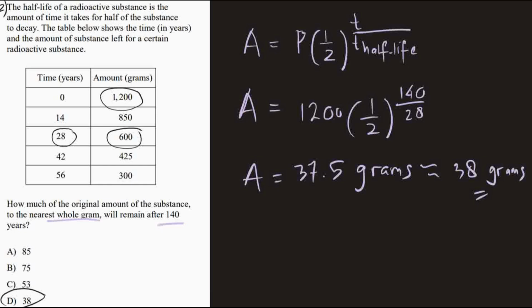So we just have to remember the formula. The formula is this. The amount that we want to find is equal to the original times the half to the power of the time of the amount that we want to find over the time of half-life. That's all. Let's go to number 3.